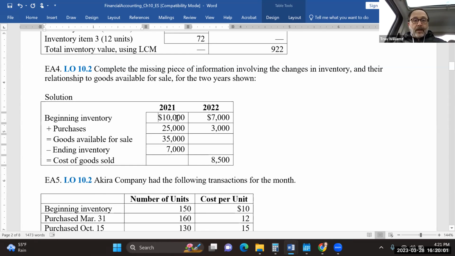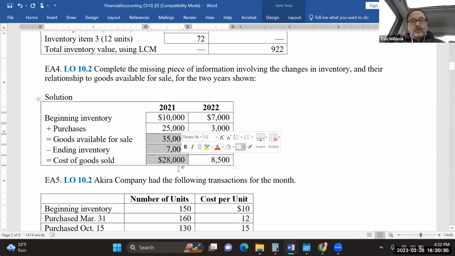So the company started with $10,000 in beginning inventory, added $25,000 in purchases, which brought them up to $35,000 of goods available for sale, minus the $7,000 that they did not sell. This is $7,000 that's remaining in ending inventory. And so what they did sell was $28,000 of inventory. Goods available for sale minus ending inventory is your cost of goods sold.